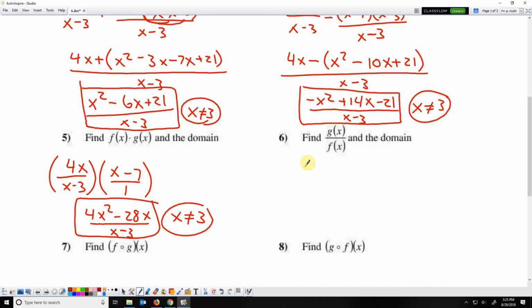And then g of x divided by f of x. So that's x minus 7. And once again, let's just put that over 1. So we're just dividing two fractions over 4x over x minus 3.